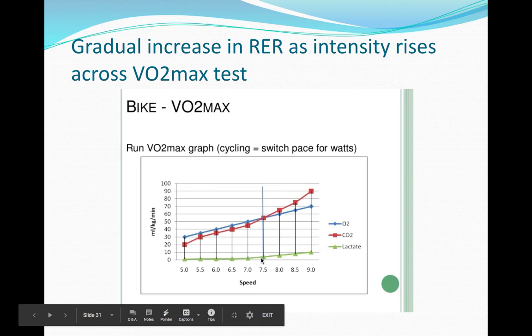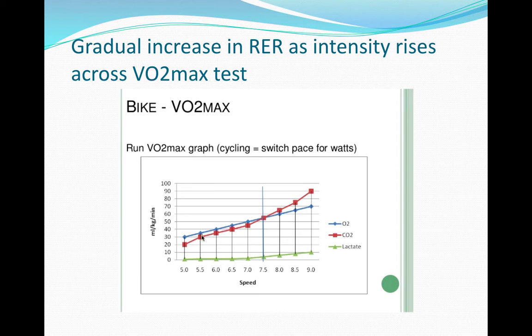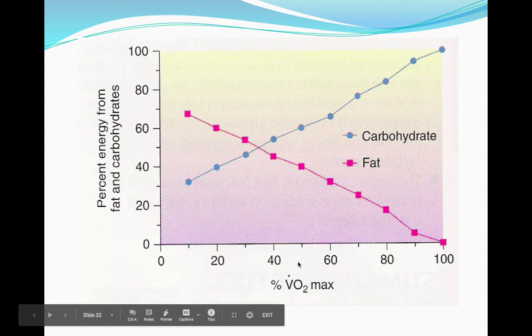This is a great graph because it's showing you real data. O2 and CO2 are increasing in a pretty linear fashion. O2 continues to increase as intensity increases, but once you start to produce more and more lactate, the CO2 really goes up, and that is due to the bicarbonate buffering in the blood, which is one of the fates of lactate. And then here's the picture that shows as intensity increases how that crosses over.